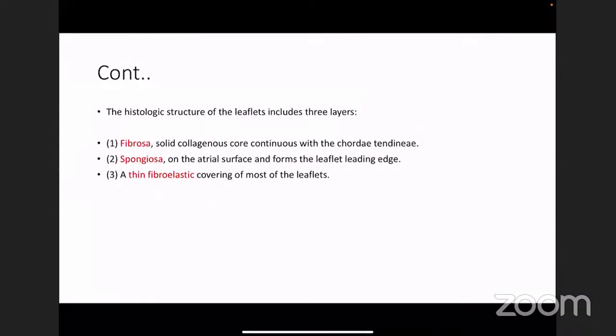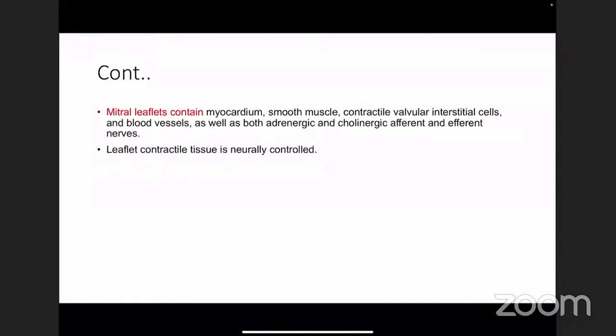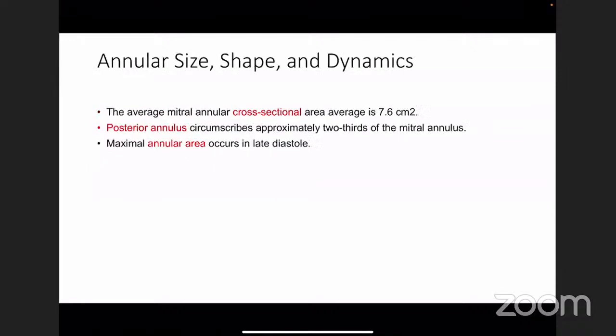The histological structure of the leaflet includes three layers. Fibrosa, solid collagen continued with the chordae tendineae; spongiosa on the atrial surface, forming the leaflet leading edge; and a thin fibroelastic covering over most of the leaflet. Mitral leaflet contains myocardium, smooth muscle, contractile valvular interstitial cells, and blood vessels, as well as both adrenergic and cholinergic afferent and efferent nerves. Leaflet contractile tissue is neurally controlled.